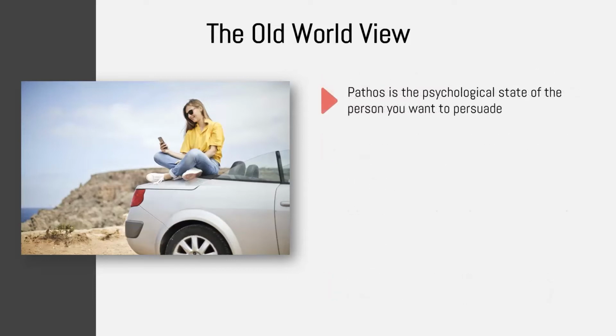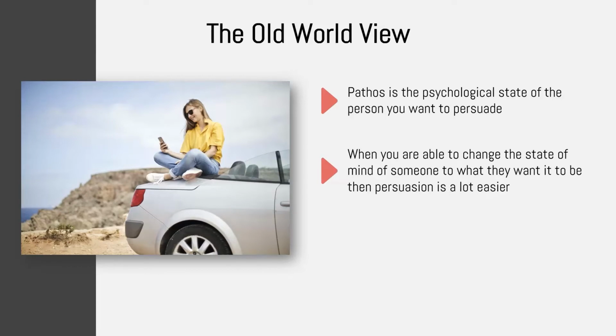Pathos is the psychological state of the person you want to persuade. We are talking about their state of mind here. People will make different decisions based on the mood they are in. Knowing a person's current state of mind and what they really want their state of mind to be is very important. When you are able to change the state of mind of someone to what they want it to be, then persuasion is a lot easier. Most people will be compliant with your wishes when you achieve this state change.